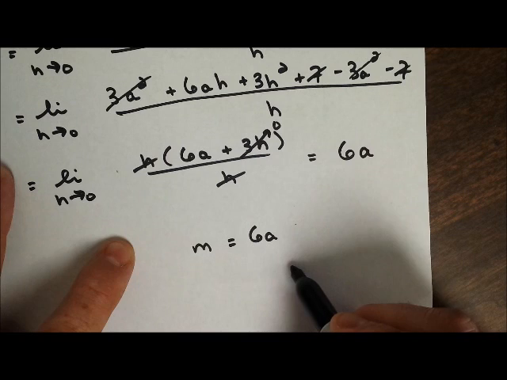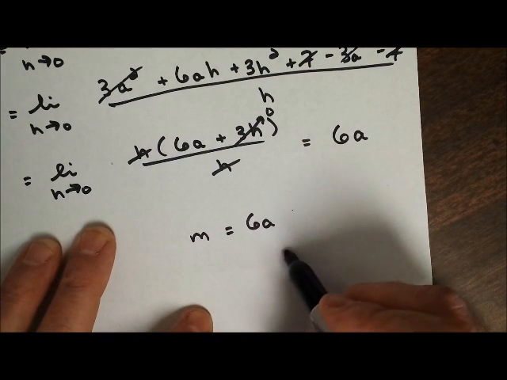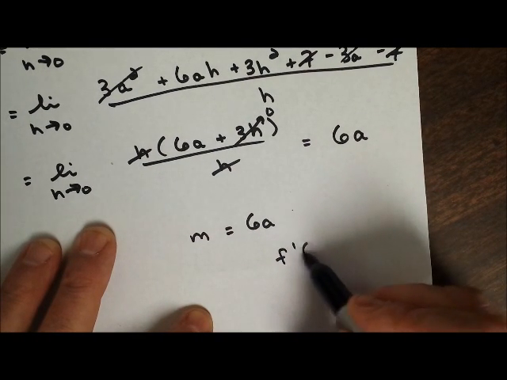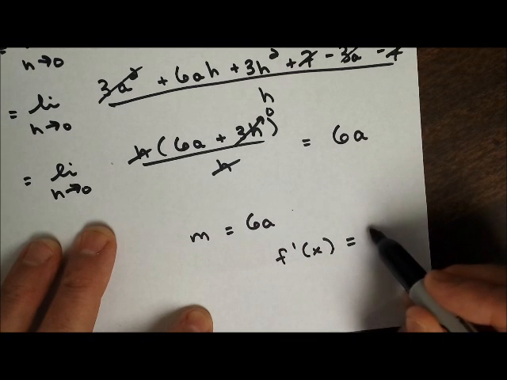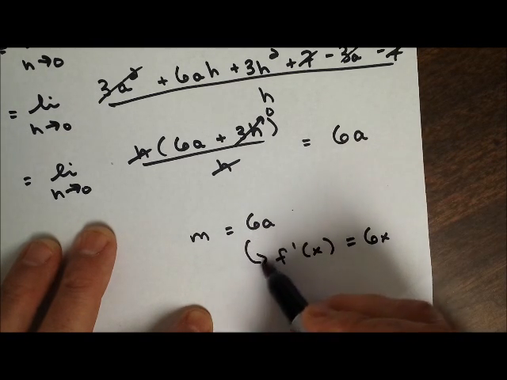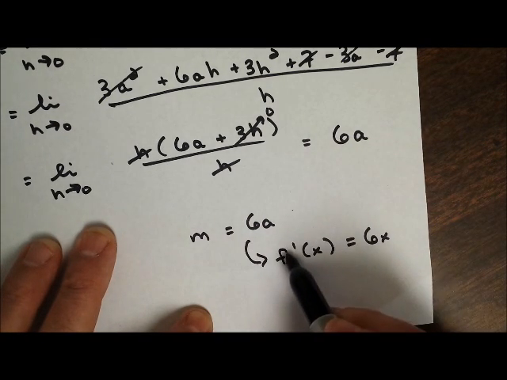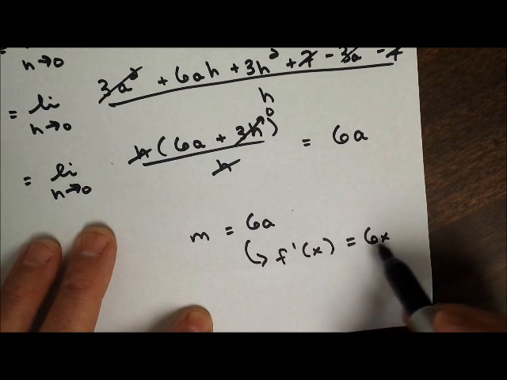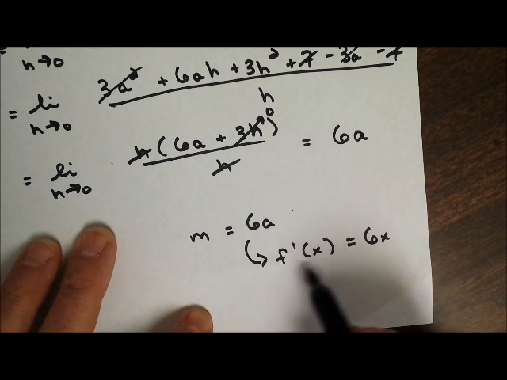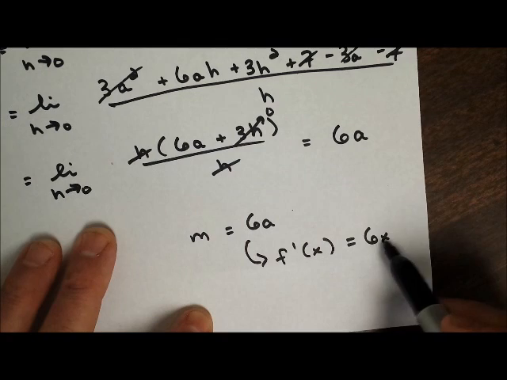Later on, we'll identify that the derivative of our function is 6x. But that's coming a little bit later. The derivative, this is called f prime of x, is equal to 6x. The derivative of our function f is equal to 6 times x.